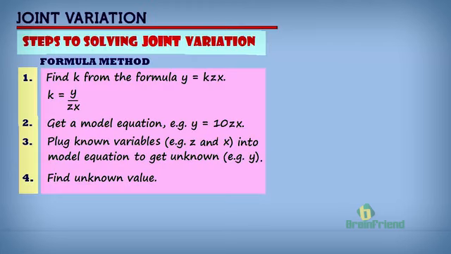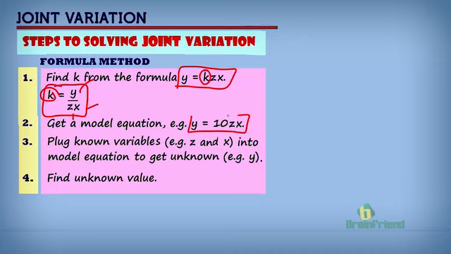Now there are steps to solving problems in joint variation. Let's look at some of those steps. The formula method and the proportion method can be used, but let's quickly learn about the formula method. Find k from the formula. Y is kzx. Of course, k will be y all over zx. So, values for y, z, and x would have been given, and then we can go ahead to calculate our value for k. When we have that value, we create a model equation. Okay? We simply impute that value of k into this equation here to become our model equation.